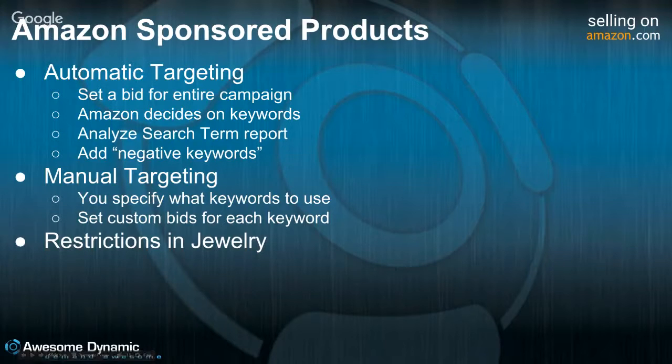So we already talked about the restrictions in the jewelry category. Okay. So let's say I start to do these campaigns in Amazon sponsored products. Where exactly do my ads show up on the Amazon interface?